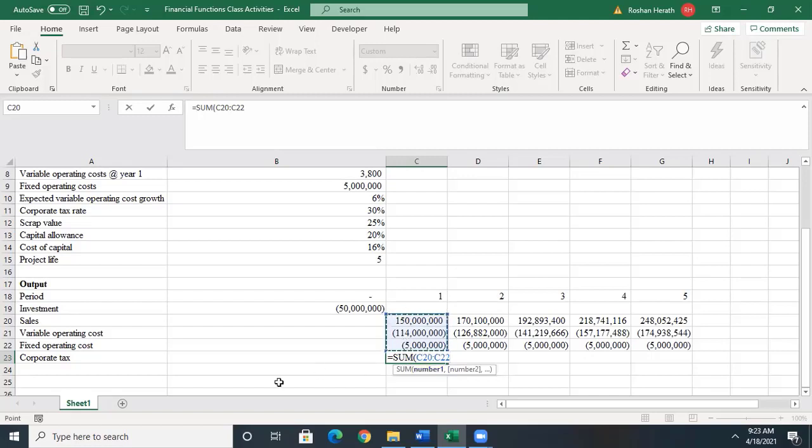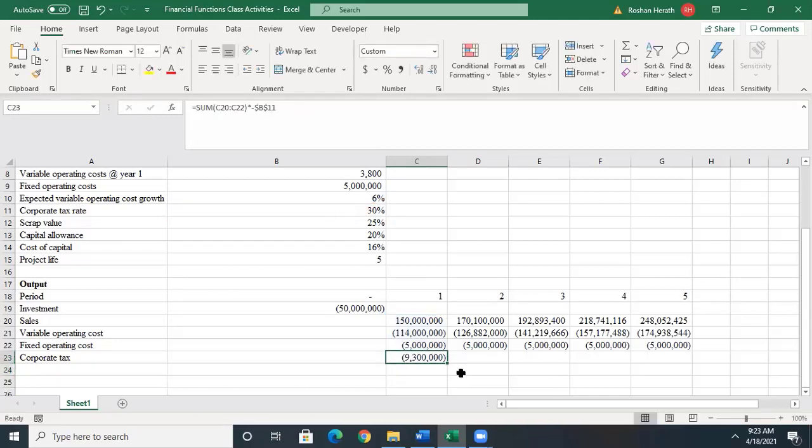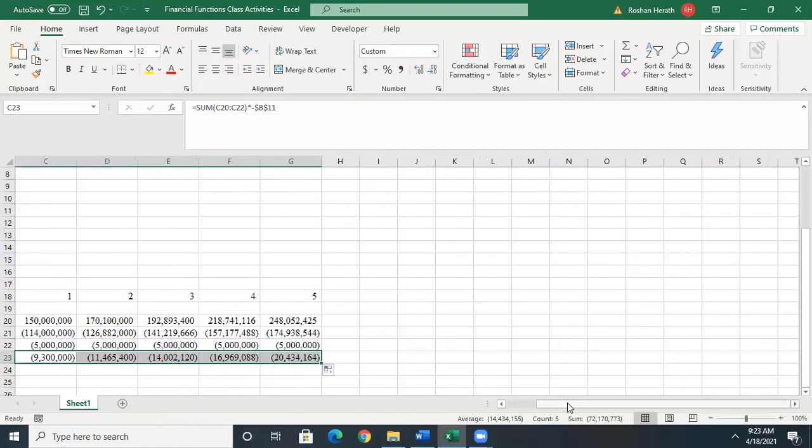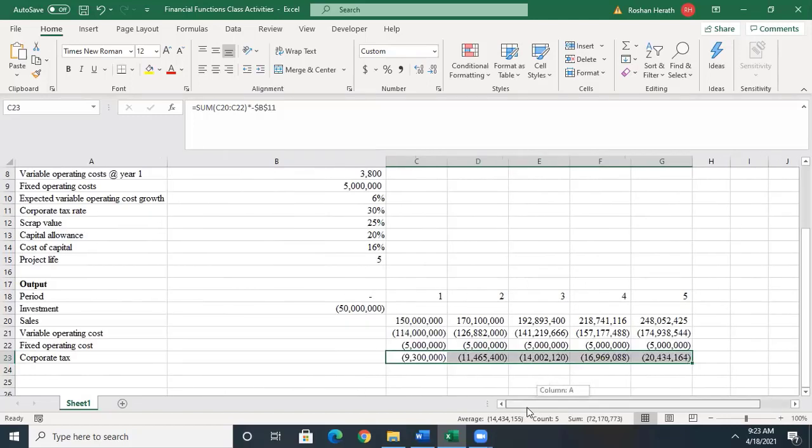So then you consider this, then you can multiply this by the corporate tax rate. It's going to be 30%. Make it constant. So then it comes as 9.3 million. Then you can drag it. So just to see whether we have calculated correctly.